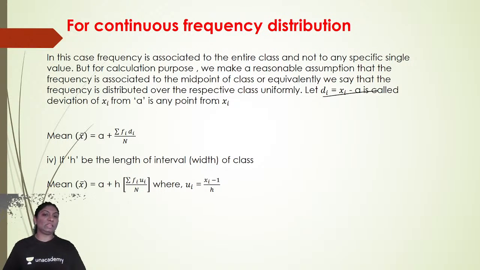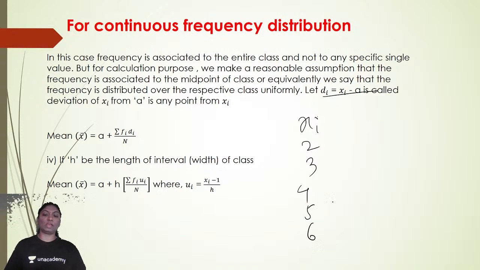Okay, a is any point from xi. That means if the values of xi are given to you, suppose 2, 3, 4, 5, 6, and to calculate di, suppose I take 20, 30, so that you will understand clearly.